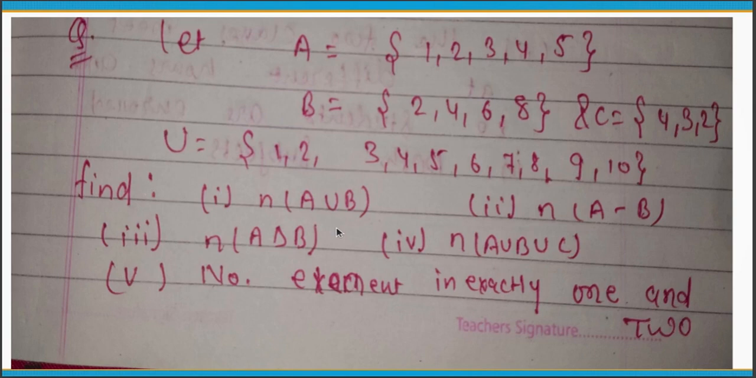You can prove this by this formula. What is the formula for the number of elements in A delta B? Number of elements of set A plus number of elements of set B minus 2 times A intersection B. Now the number of A equals 5, number of B equals 4, which means 9. The number of common elements in A intersection B is 2, so 2 into 2 is 4, and 9 minus 4 equals 5.